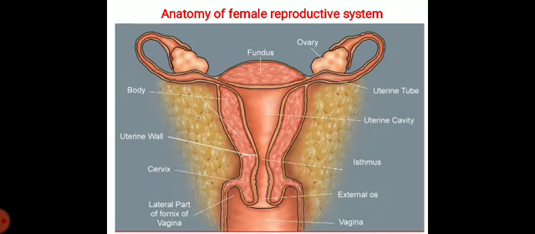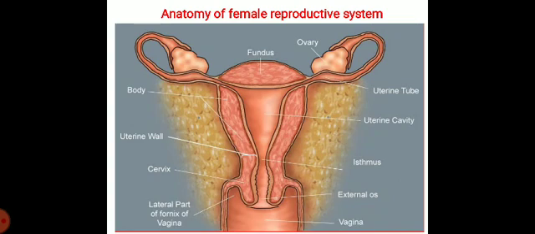As all of us know, the female reproductive system consists mainly of the ovary, fallopian tube, uterus, cervix, and vagina. Ovary: one pair of ovaries present in the abdominal cavity. The main function of the ovary is formation and release of the female gamete, that is the ovum. Fallopian tube: one pair of fallopian tubes is present in the abdominal cavity. The fallopian tube captures the released ovum and transports it to the uterus.